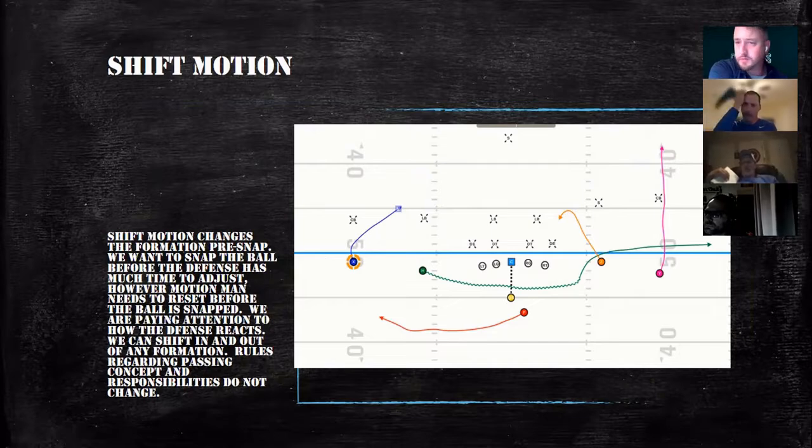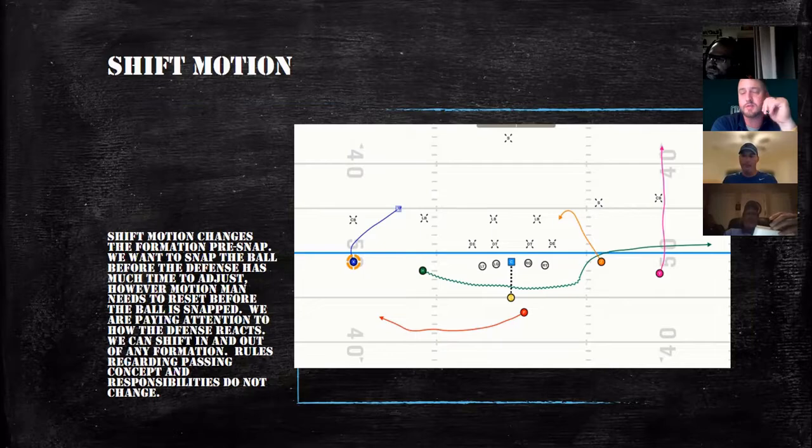With this motion, the receiver becomes the inside receiver on the trips, ace, whatever, early. H is always going to be the inside receiver on early or late. Z is always the middleman. And so the rules don't change.